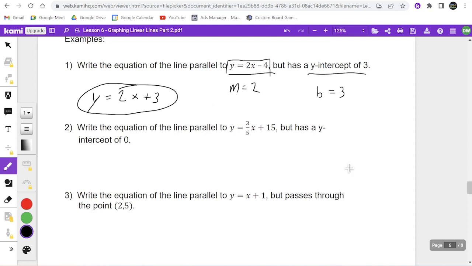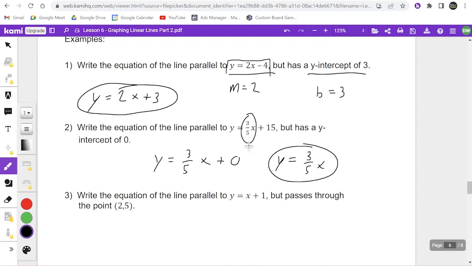I think I got it. Okay, let's hear it. Okay, 3/5 x plus 0, or just y equals 3/5 x. You're exactly right. So what did you do? You saw the 3/5 here, you stole it, or at least borrowed it. We never steal. And then you said that's the parallel slope, and then the y-intercept is 0, so all you need to do is add 0, and you get this right here. So perfect.